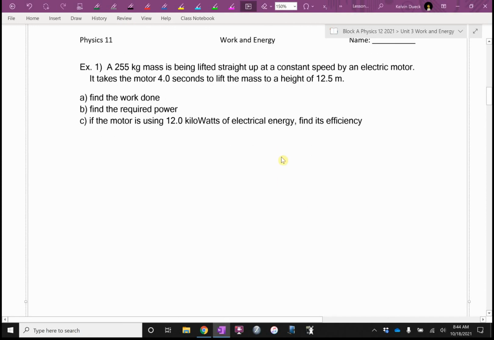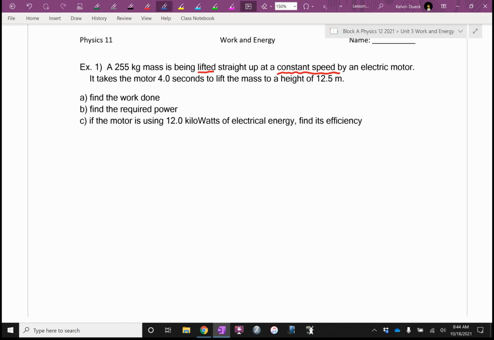Example 1. A 255 kilogram mass is being lifted. I would probably mentally underline the word lifted, because if I'm thinking about how much work, it's going to be mgh. Straight up at a constant speed, that might be done by an electric motor. It takes the motor 4 seconds to lift the mass to a height of 12.5 meters.